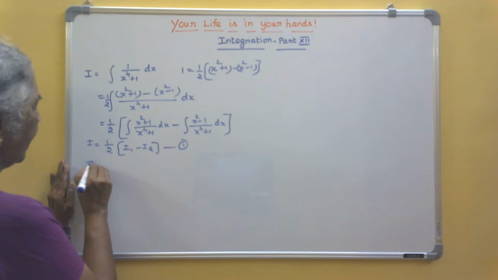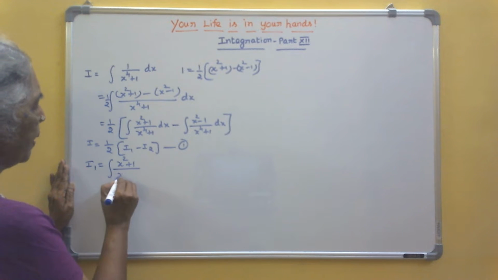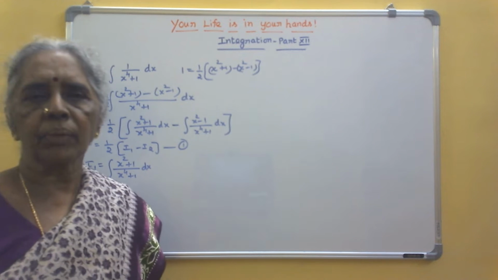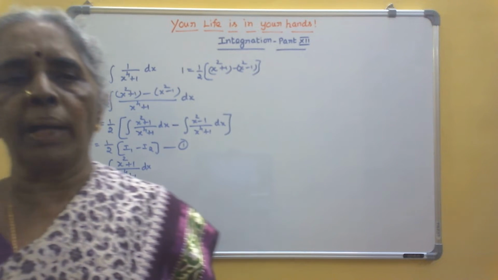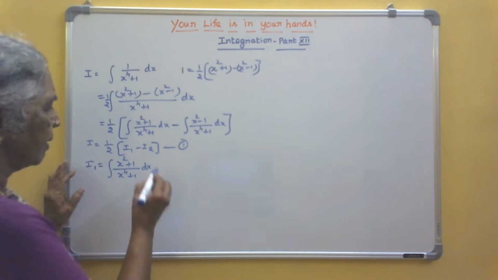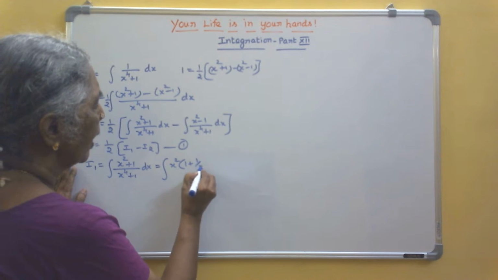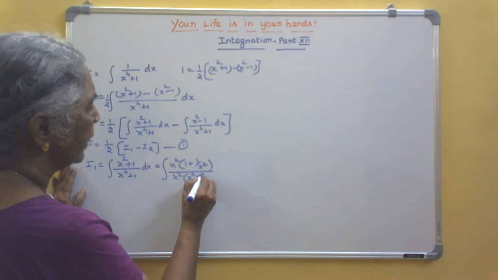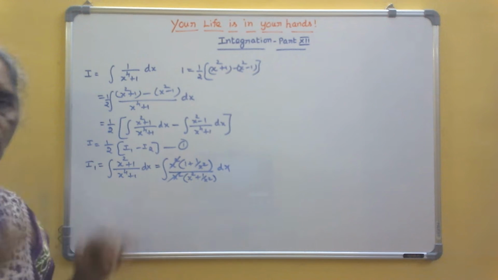So let me take I1. I1 is equal to integral x squared plus 1 by x power 4 plus 1 dx. Now, within the integral, you take x squared common from the numerator and from the denominator. So, what will I get now? X squared into 1 plus 1 by x squared, and here, x squared into x squared plus 1 by x squared dx. Cut this x squared. Right?